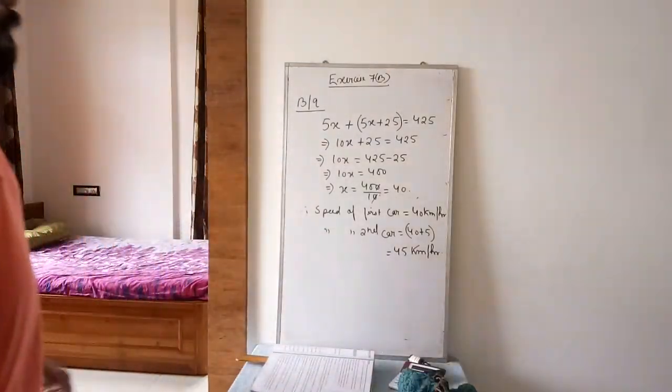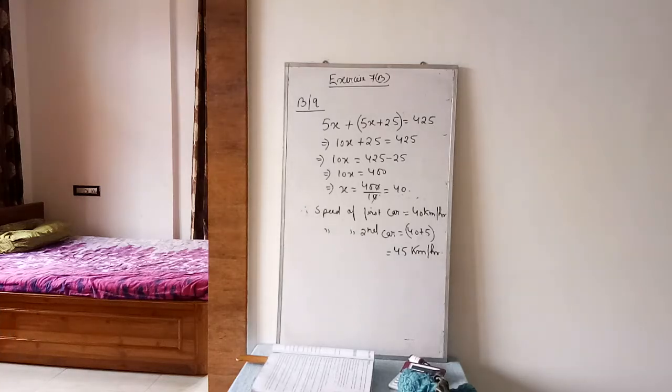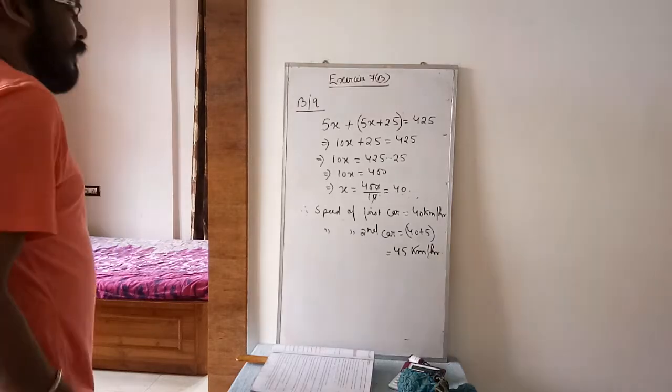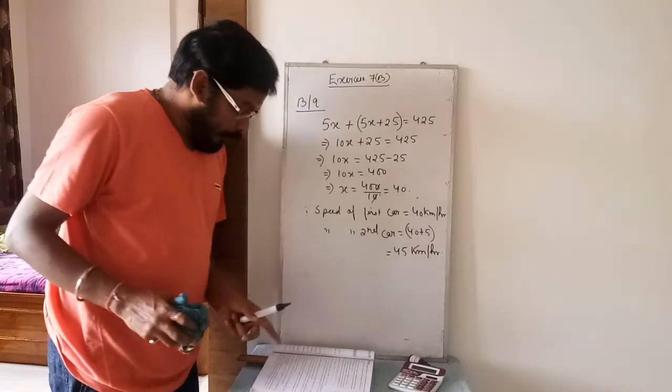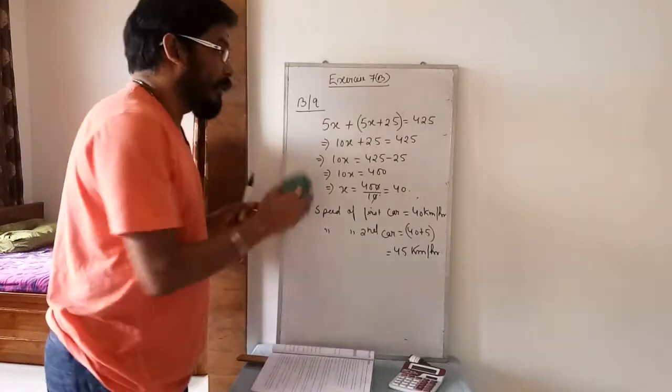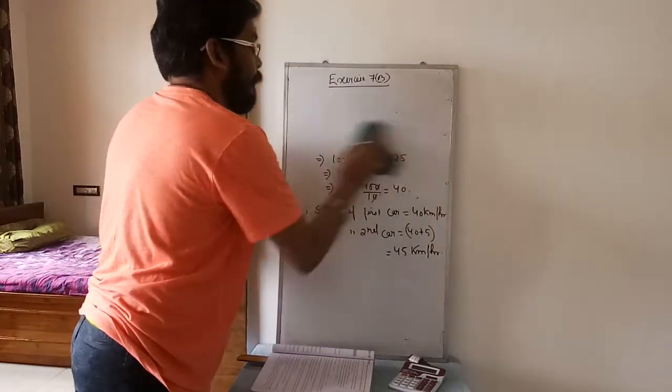Take the screenshot of this. So this is the speed of the first car and the second car. Now 17 to 23, each and every sum is important. You can give a star mark.